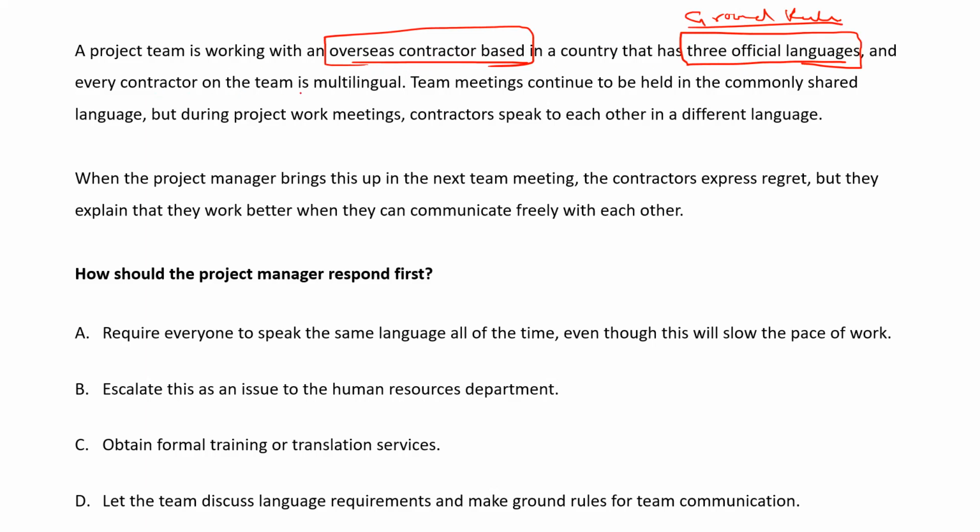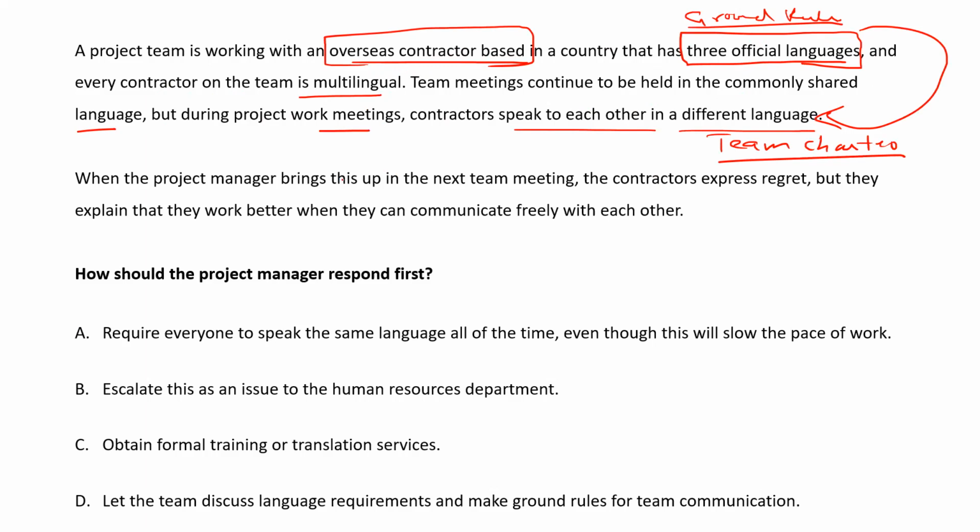And every contractor on the team is multilingual. Team meetings continue to be held in the commonly shared language. But during meetings, contractors speak to each other in a different language. Look, ground rules and team charters, something related to it. Let's see the question. When the project manager brings this up in the next meeting, the contractor expresses regret, but they explain that they work better when they communicate freely with each other. How should the project manager respond first?